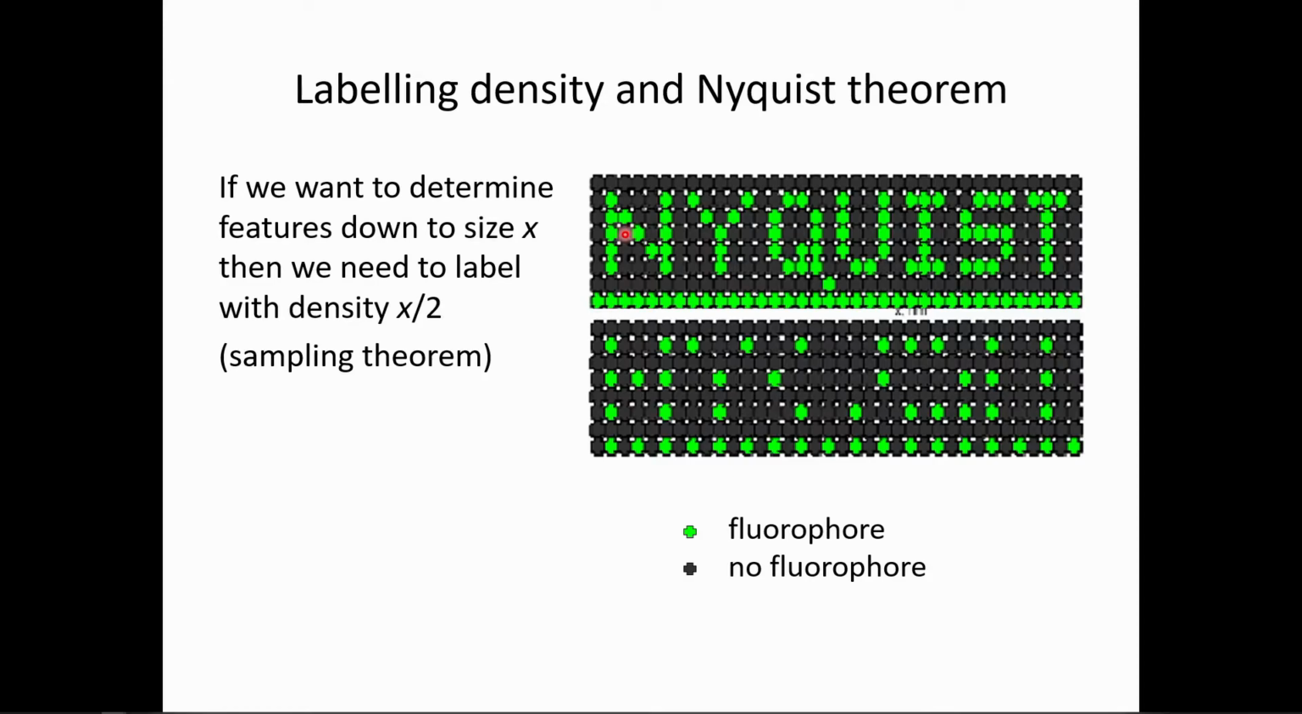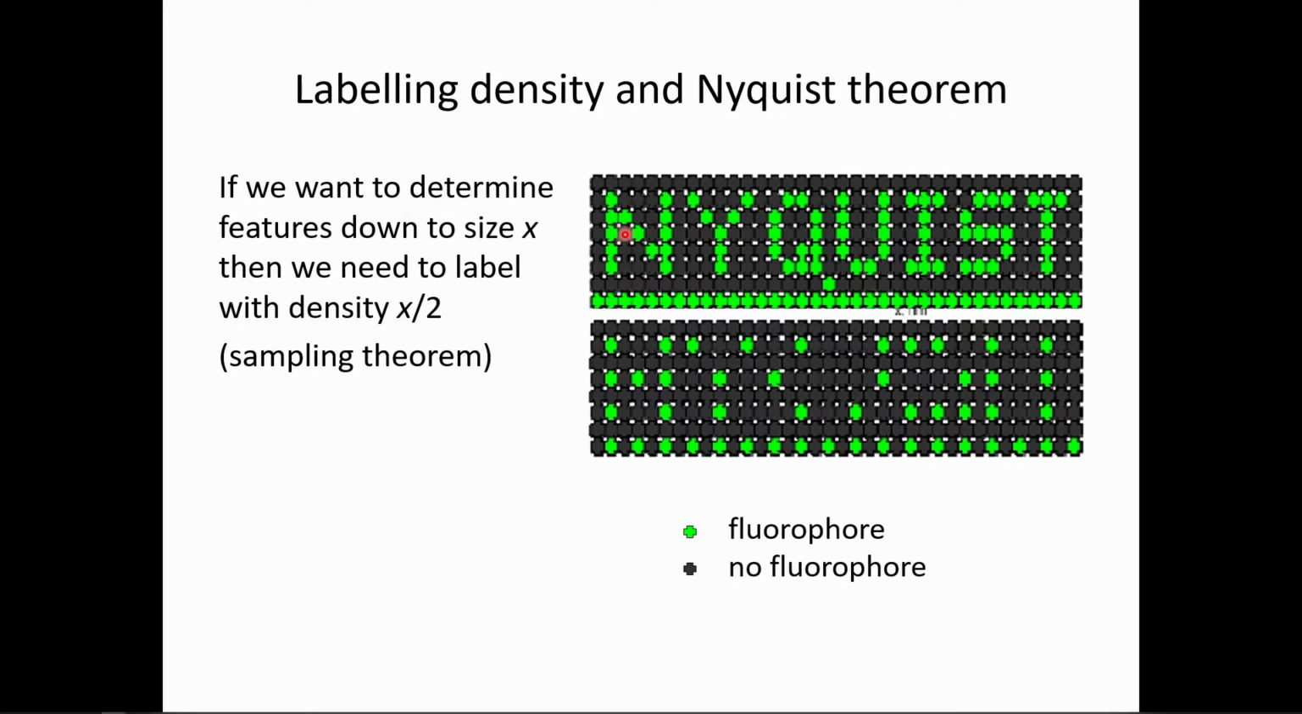And so clearly what you need is to label at twice the frequency of the highest spatial frequency that you have present inside the sample to be able to see the structure. Right, so that's the sampling theorem, or the Nyquist theorem.